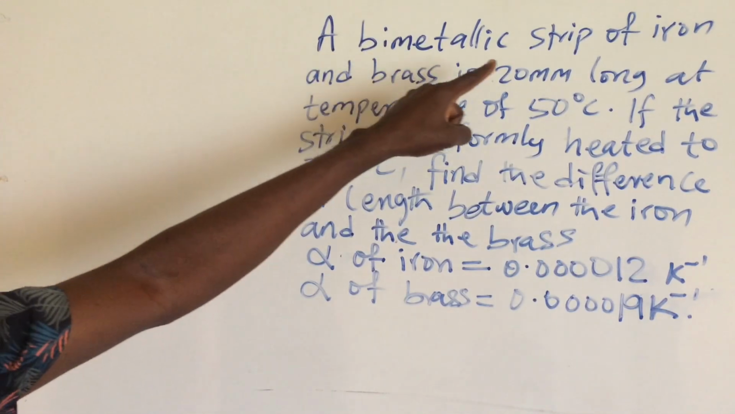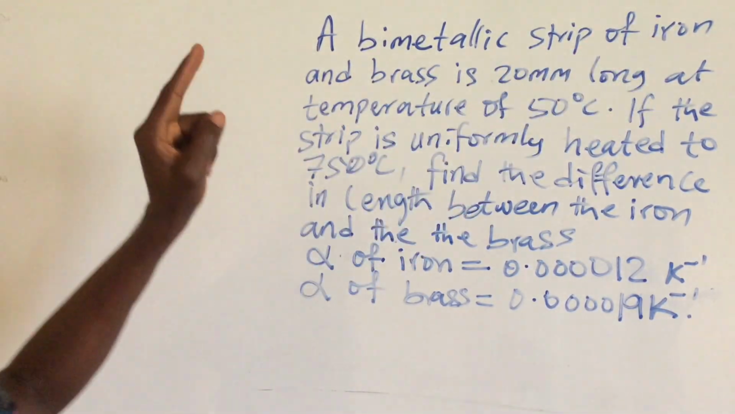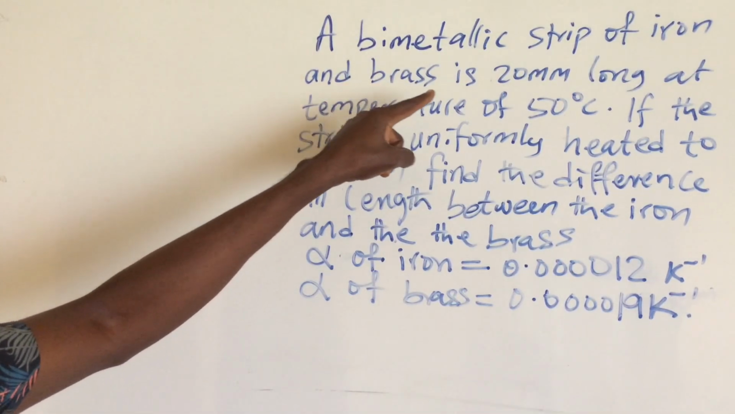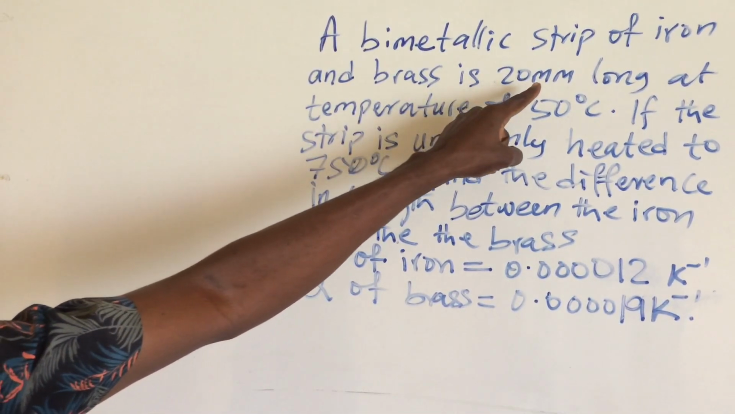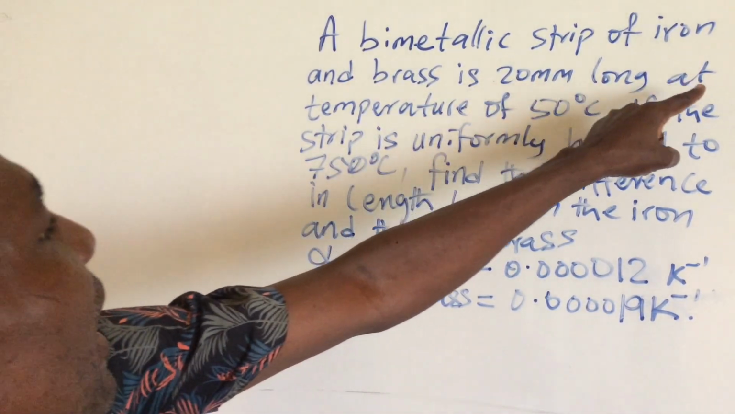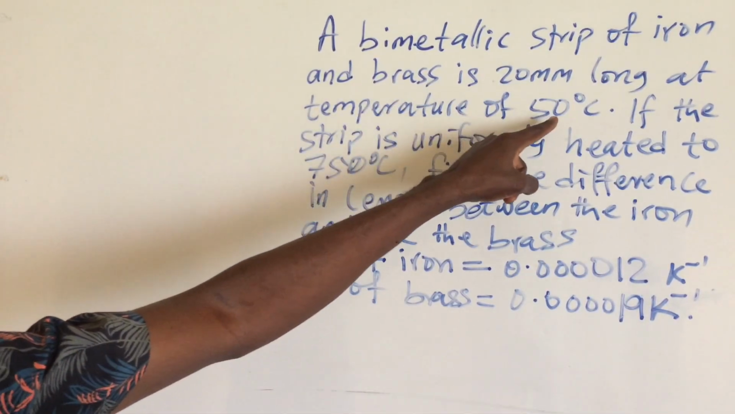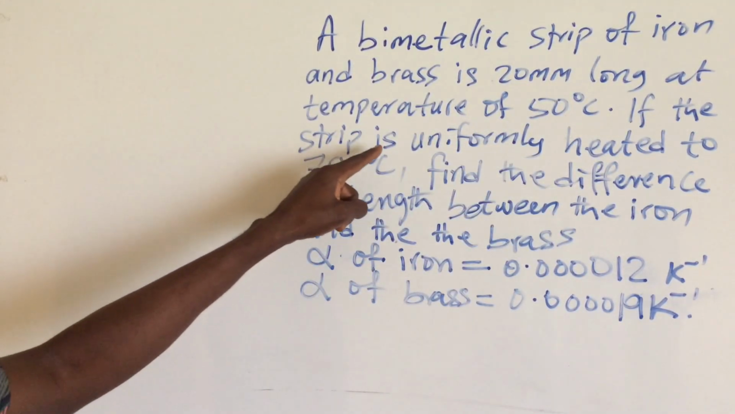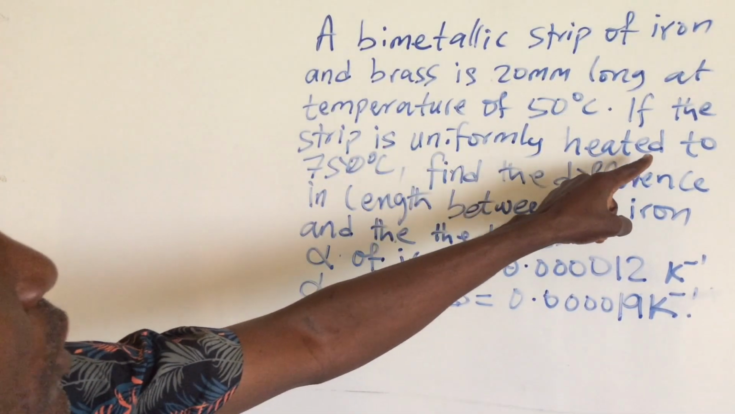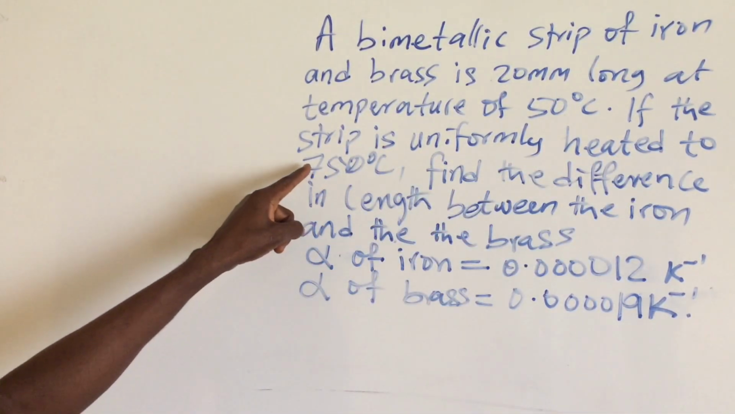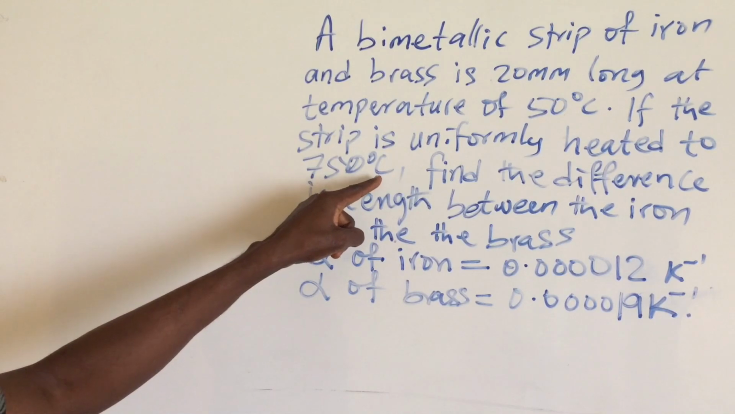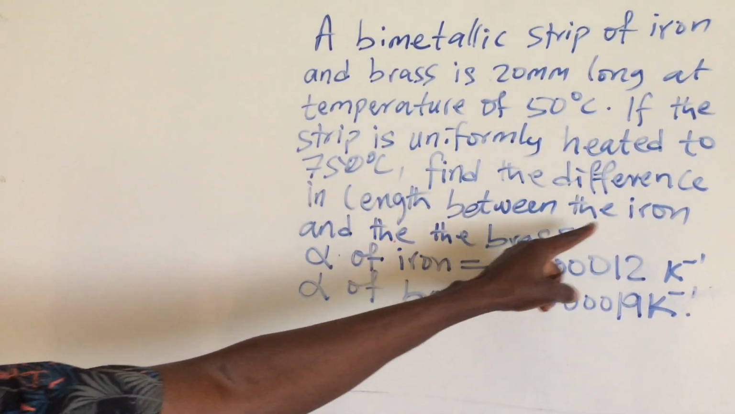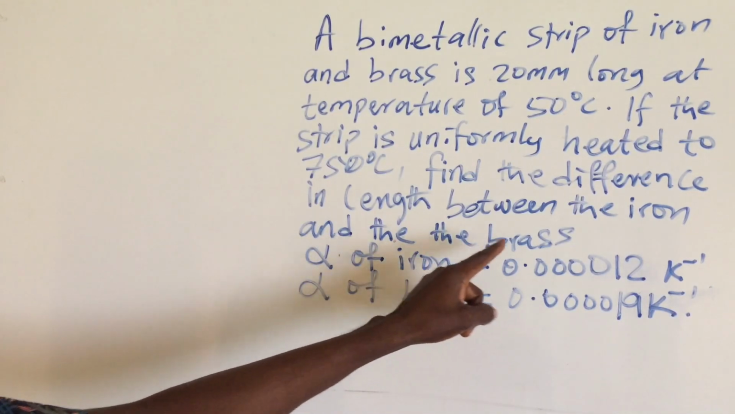A bimetallic strip of iron and brass is 20 millimeter long at a temperature of 50 degrees Celsius. If the strip is uniformly heated to 750 degrees Celsius, find the difference in length between the iron and the brass.